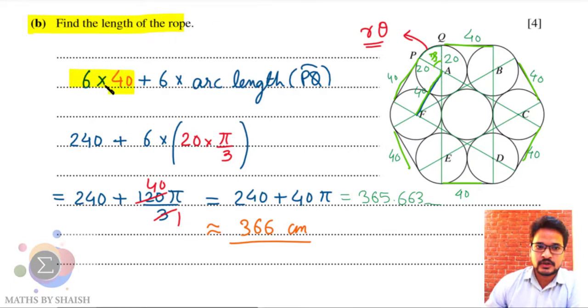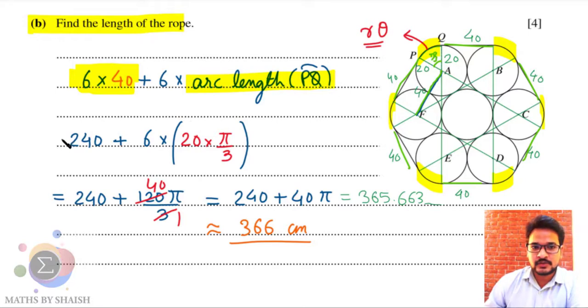So 6 into 40 is the length. Now we have to check the arc. So one arc is here. Similarly, there are going to be 6 arcs. We know the arc length is just r theta, when theta is in radians. So we have this arc length as r into theta.